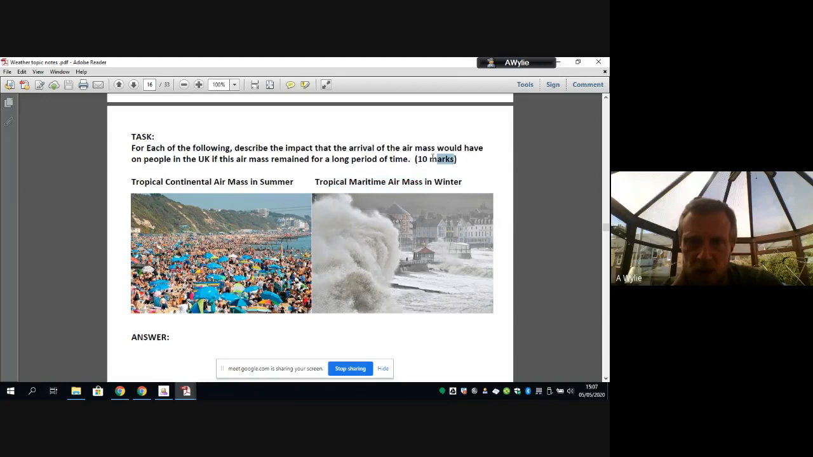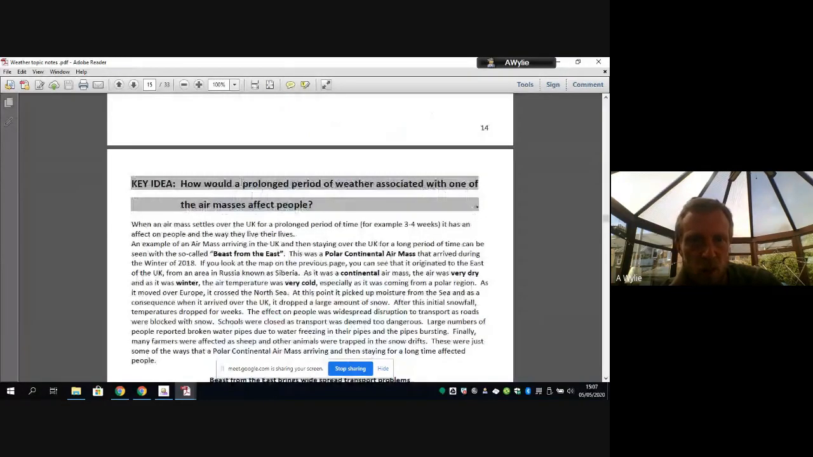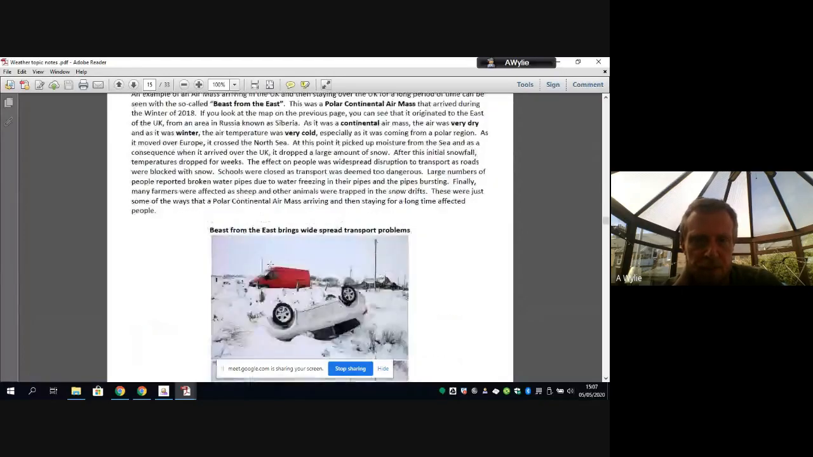So 10 marks, we're looking for 5 points for each of these air masses. And the word you need to understand is this idea that they arrive and they stay for a long period. It's what we call a prolonged period, so a period of time that's sort of 3 to 4 weeks.